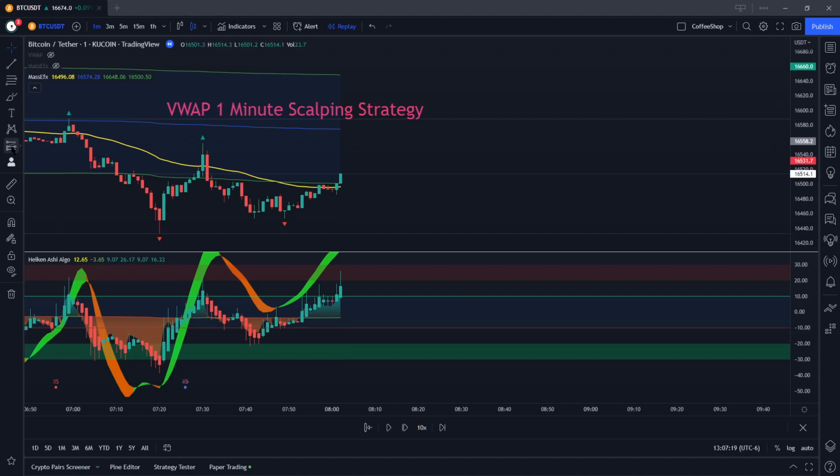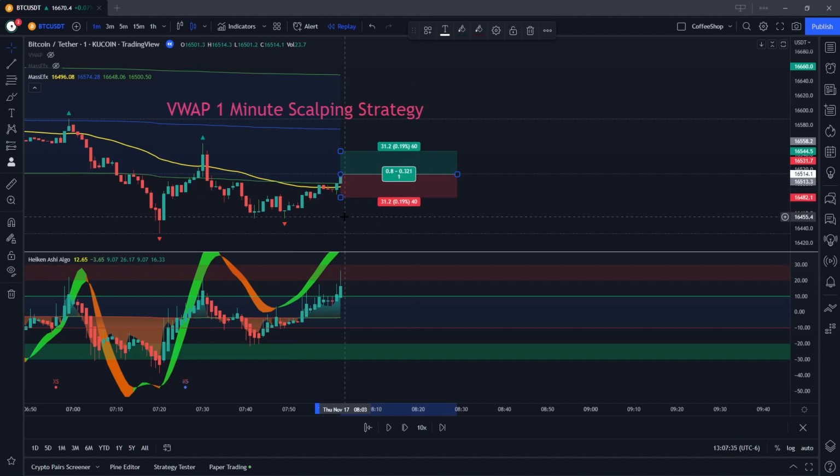I don't have the buttons up here now because I'm in replay mode. You would literally go and click buy. I would click buy on the exchange that I use, and I would enter. Let's just assume that I bought.